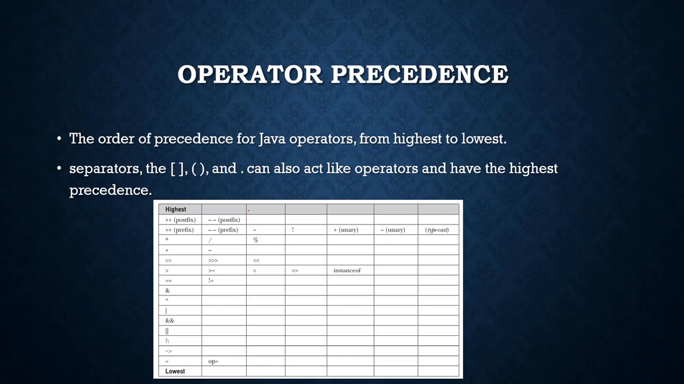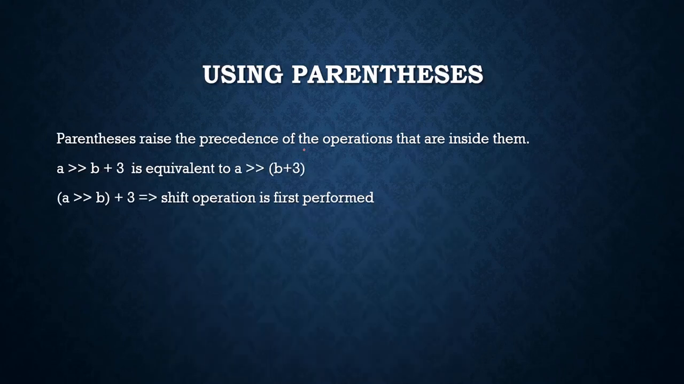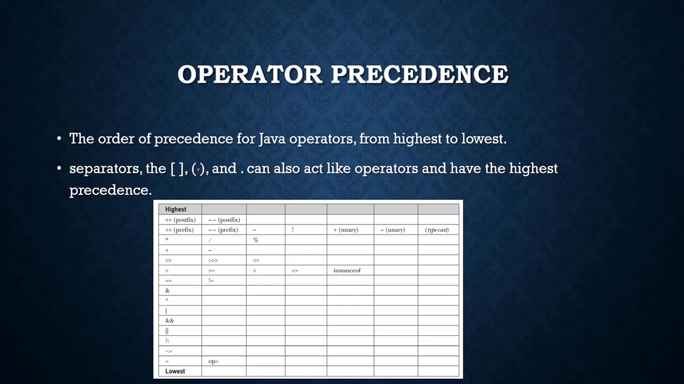So here comes the operator precedence. The operator precedence for Java operators is from highest to lowest. The separators, the square brackets, parentheses and dot, can also act like operators and have higher precedence. This picture depicts the priority of different operators. The highest priority is for the postfix forms of increment and decrement operators, and then comes the prefix forms of increment and decrement operators. Operators which stand in the same row have the same priority. The priority decreases as it goes down.